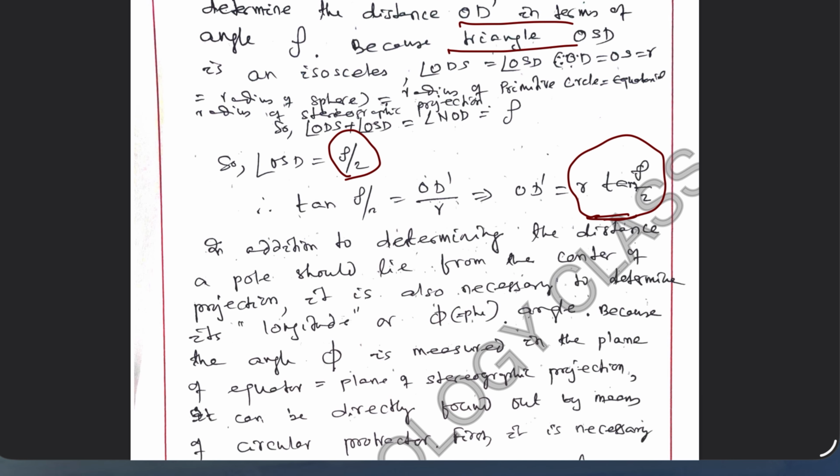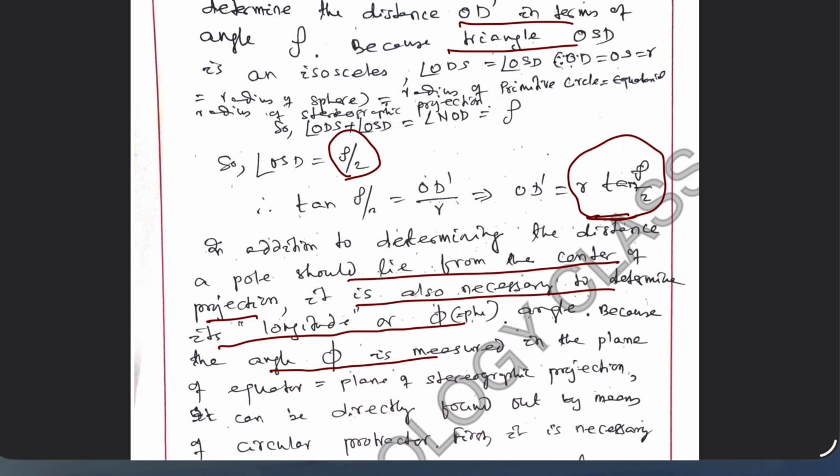In order to find out the distance of a pole, or the projection of the pole on the equator plane, the distance of the pole from the center of the projection, it is necessary to determine its longitude or phi angle. So to locate a face, it must have its rho angle and its phi angle.